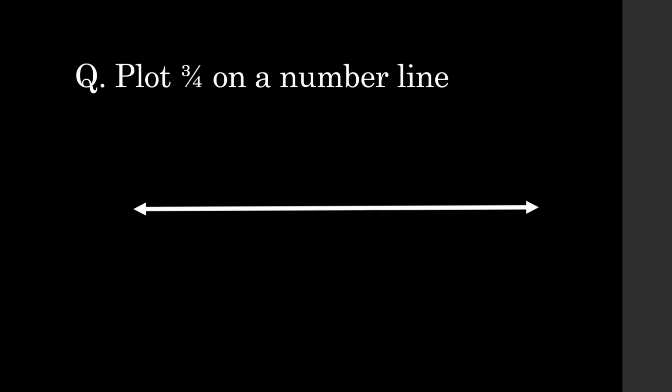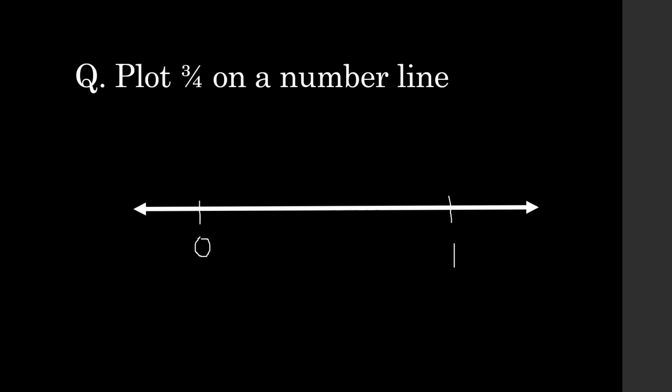Okay, now we have to plot 3 upon 4 on a number line. As you can see, 3 upon 4 is less than 1 and greater than 0. So it is 0 point something. What we will do is first mark one point as 0 and one point as 1. So 3 by 4 will lie somewhere between 0 and 1. So how are we going to plot it?